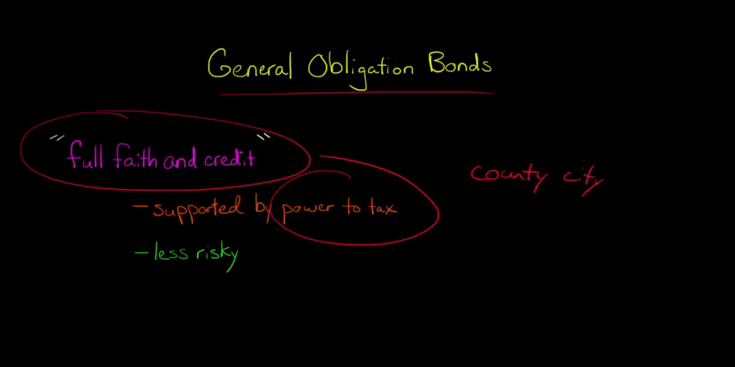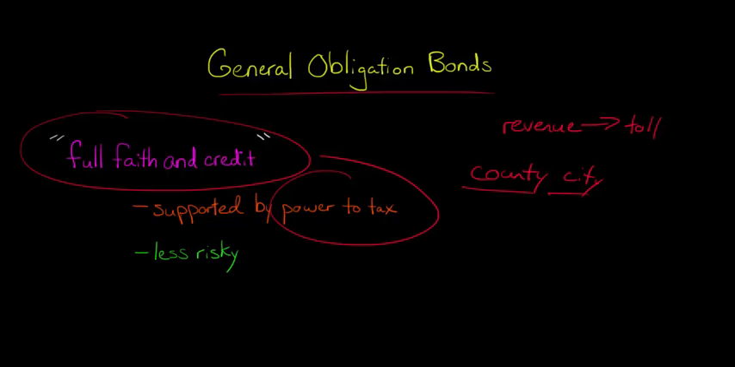And so basically, this municipality, this county, this city, they're saying, look, we will tax if necessary to raise the money to pay this debt. And that's in contrast to a revenue bond, where they're instead saying, look, there's a specific revenue stream. For example, we're raising money to build a road, and then we're going to pay with the tolls that we get from that road.